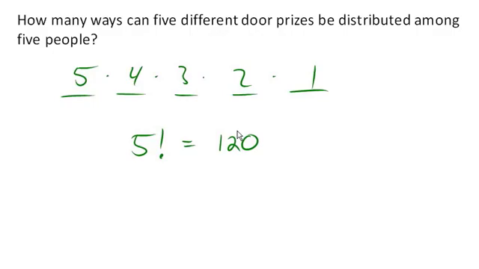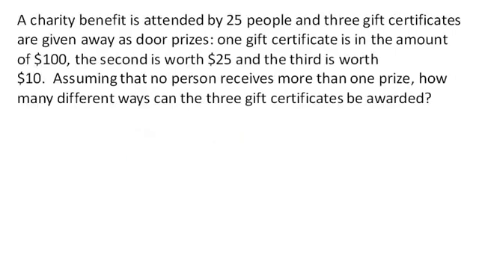Now let's look at a slightly different one. A charity event is attended by 25 people, and we're going to give away 3 prizes, and they're different prizes. No person receives more than 1 prize. How many different ways can we distribute these? So we only have 3 prizes, and the order does matter because it matters who gets the $100 prize versus who gets the $25 prize.